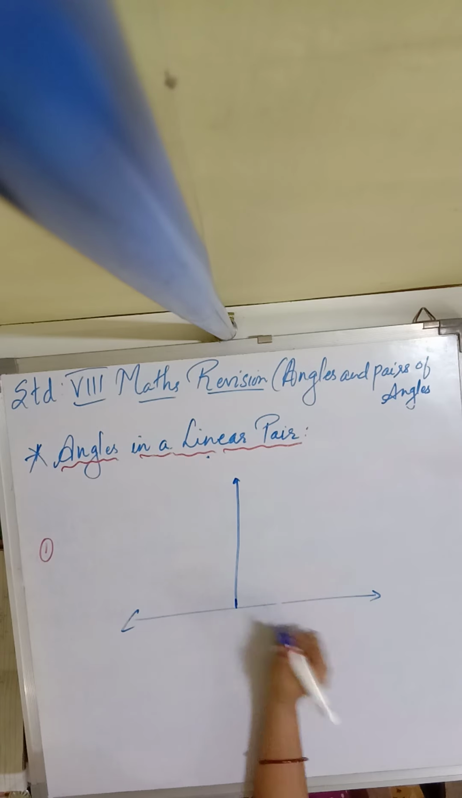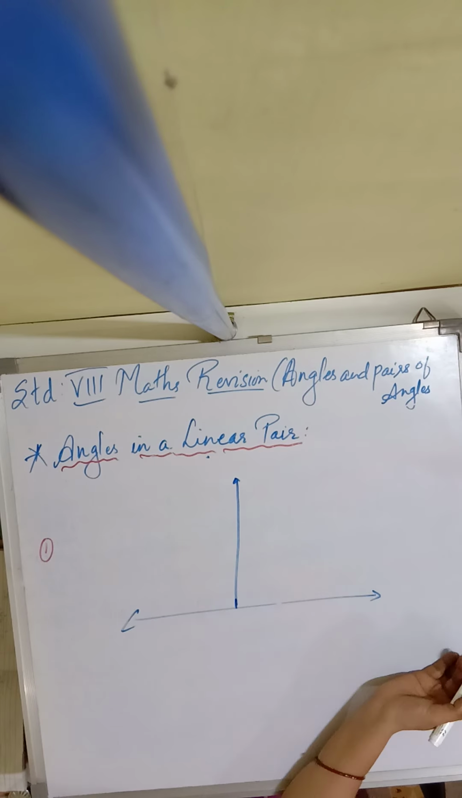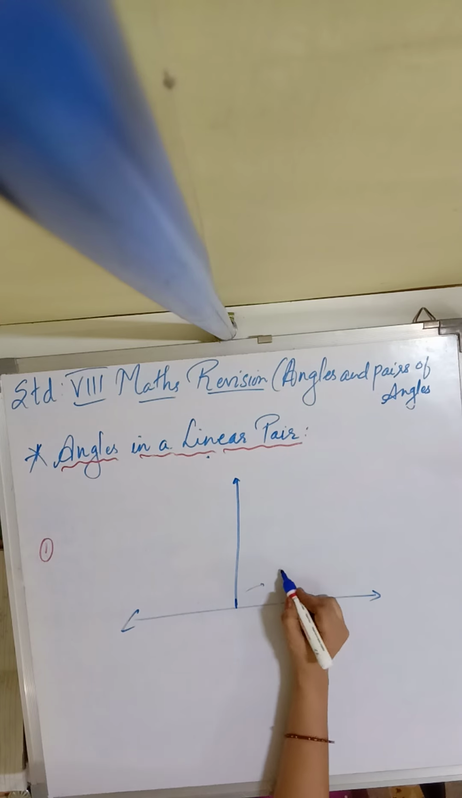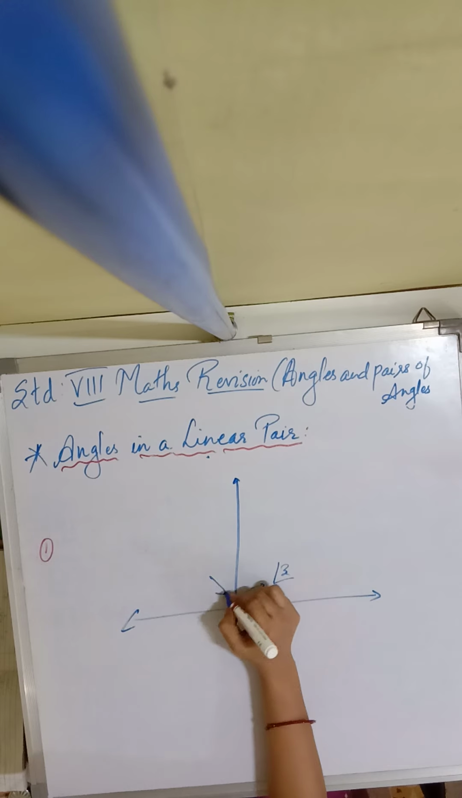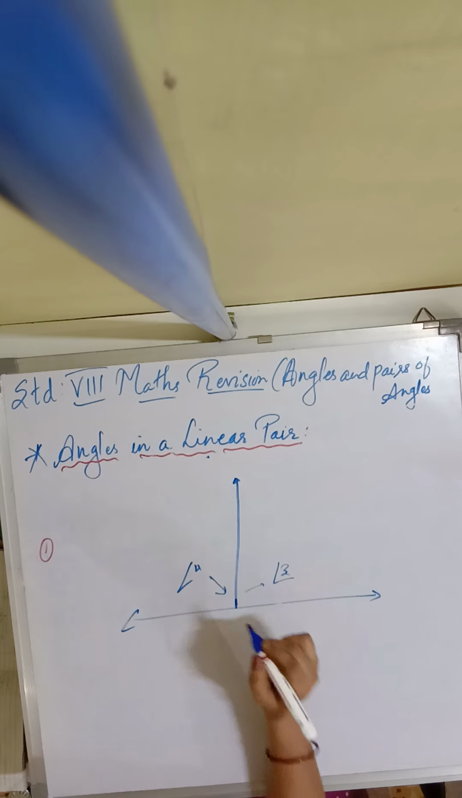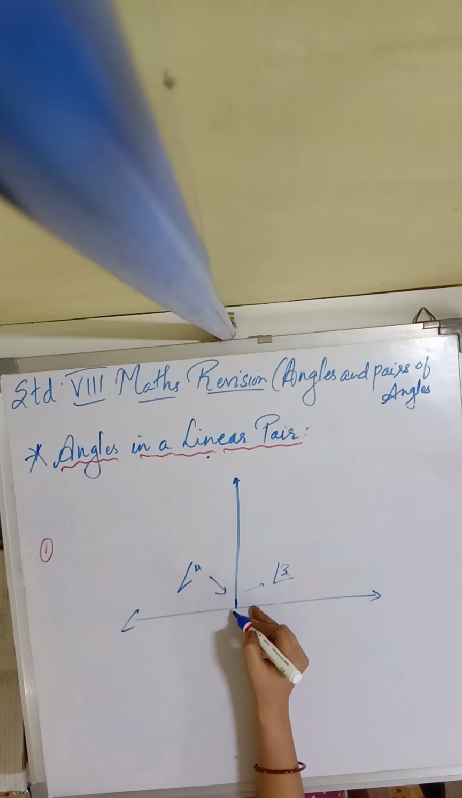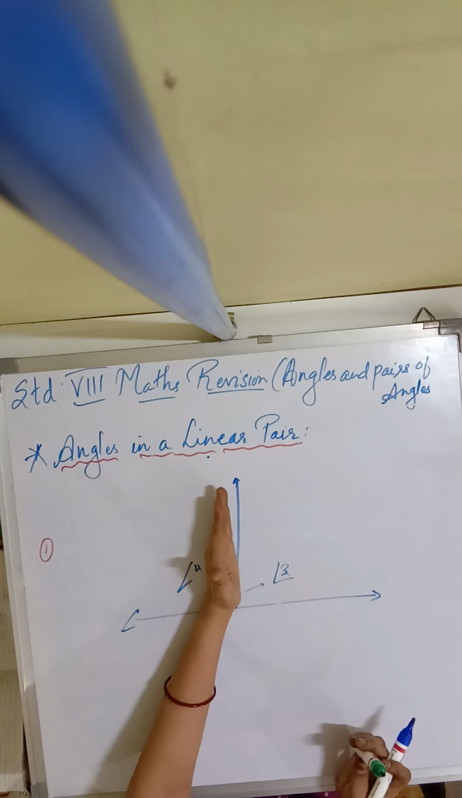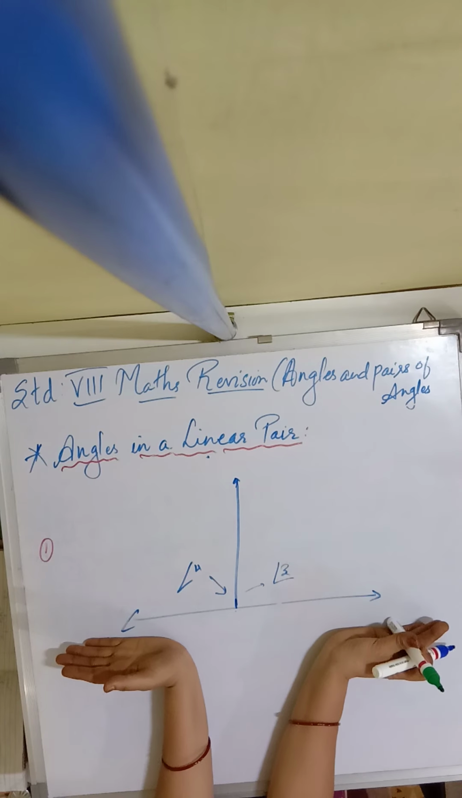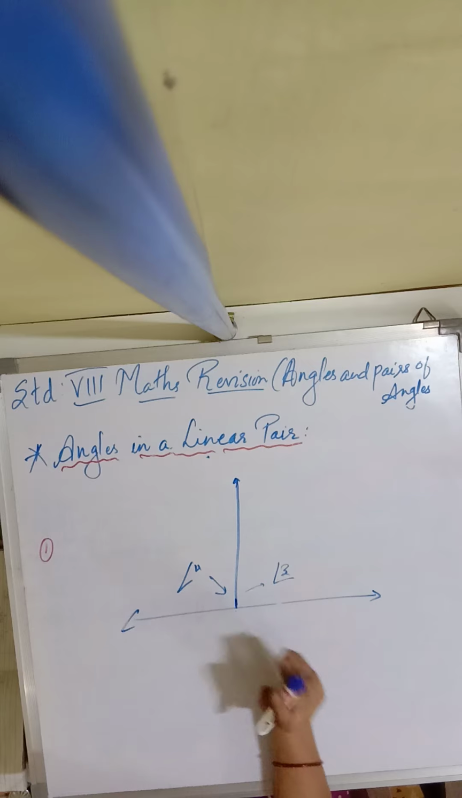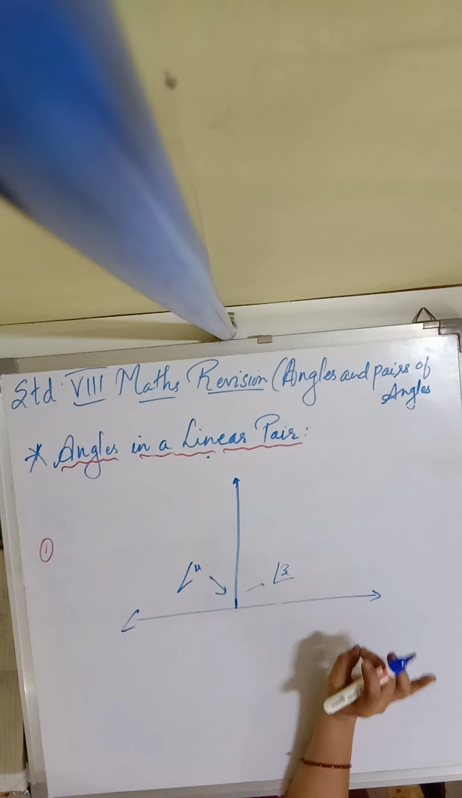Now you can see, children, I have drawn an angle here. Suppose I name this angle as angle 3, and this is my angle 4. Here you can see that this is one common arm, and the other arms are forming a straight line. So both angle 3 and angle 4 are forming angles in a linear pair.